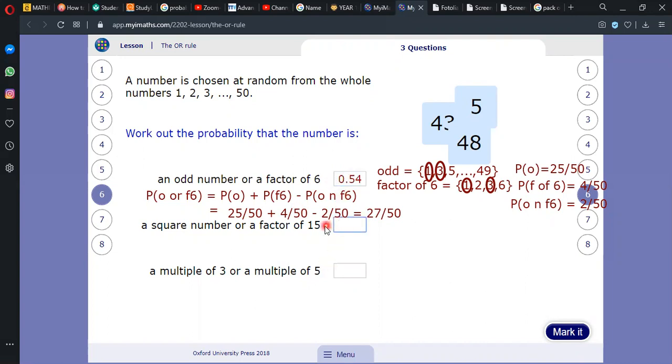I want you guys to do this now and quickly give me the answers. Okay, a square number or a factor of 15. So list out the outcomes of a square number, list out the outcomes of a factor of 15, find their probabilities, and also check if there's a common outcome or common outcomes, find the probability and apply the formula. Okay, let's go, guys.